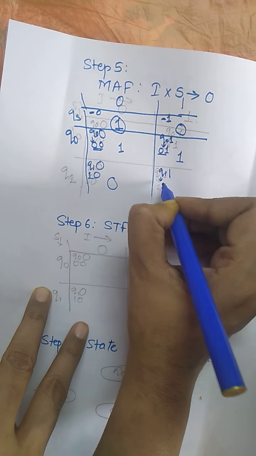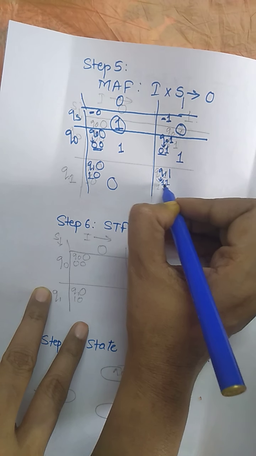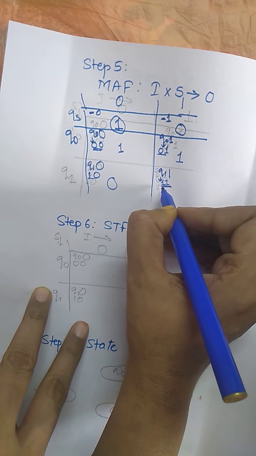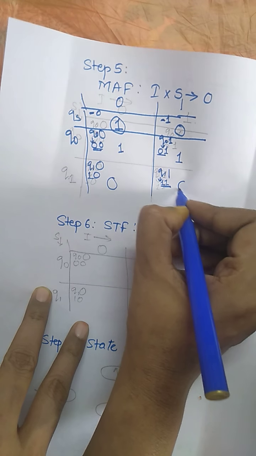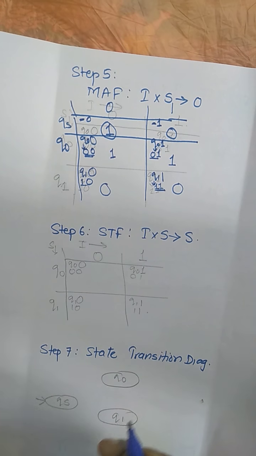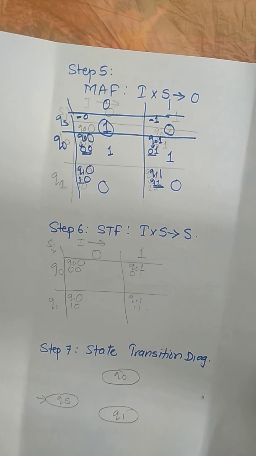Now Q1 with 1. Q1 represents the string starting with 1 with the next bit as 1. So what is the resultant string? It is 1 1. Whether 1 1 is according to your question, no. For no, we are writing 0. So this is how we have completed the machine function.